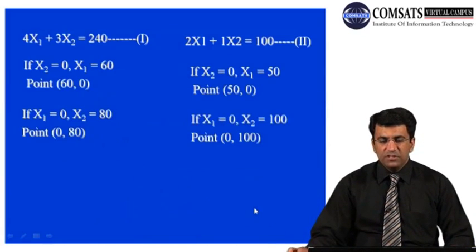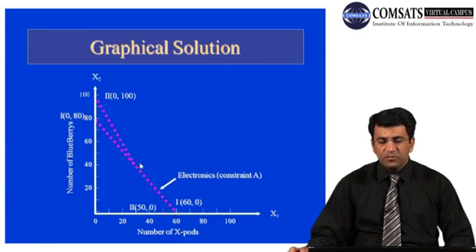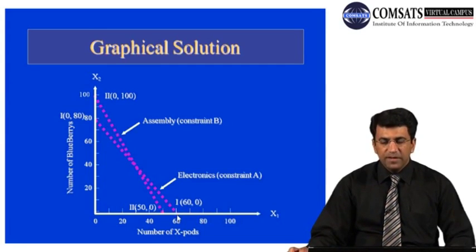Now these points we just calculated. For equation 1, the points are 60, 0 and 0, 80. Now if we draw these points on the graph, this is the point 60 and 0. It means that when x1 is equal to 60, x2 will be 0. On this x-axis, this is the value of x1 equal to 60, and the value of y is 0. That is, the value of x2 is 0 actually. So this is the point 60, 0.